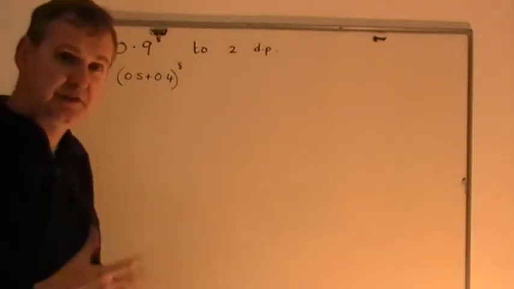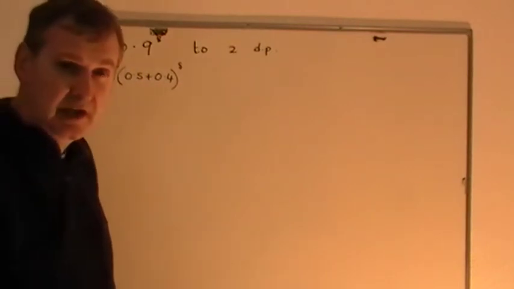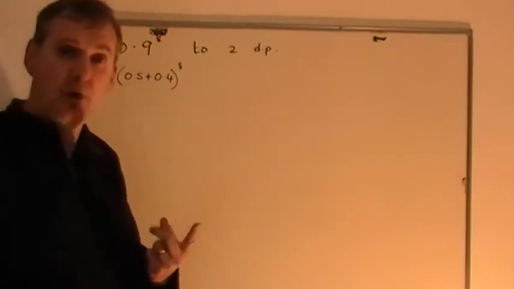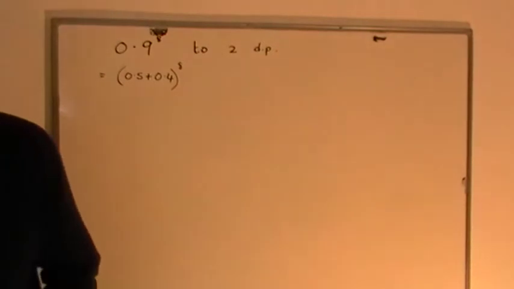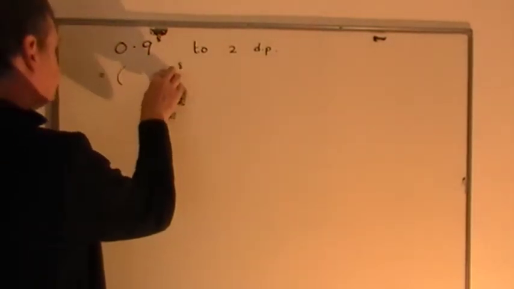But if I was doing that, I wouldn't be using my common sense, because these are really awkward figures to use. If you can, always try and make one of the figures in here equal to 1, because then it becomes much easier to work out, because 1 to any power is just 1. So that would be a ridiculous choice.